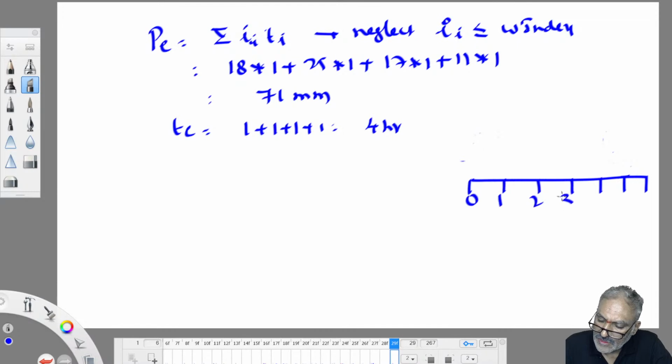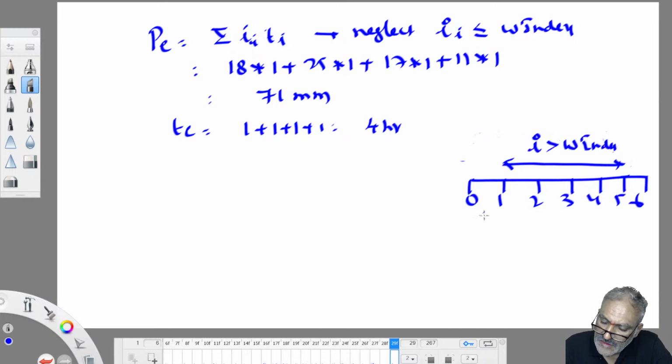Zero, 1, 2, 3, 4, 5, 6. But runoff is there from 1 hour to 5 hours. During this period, I values are greater than double index. 0 to 1 hour, I value is less than or equal to double index. Even equal to double index is also neglected.